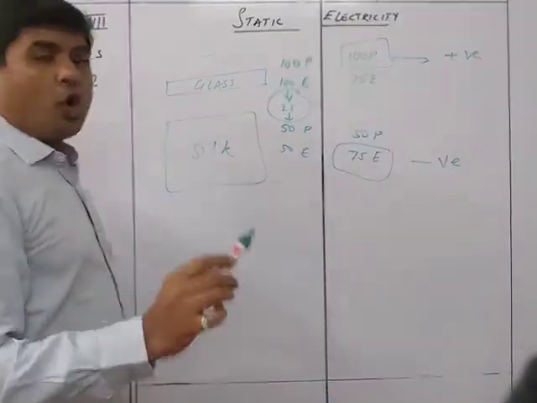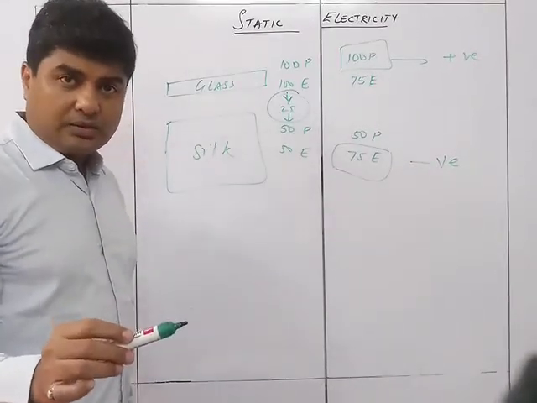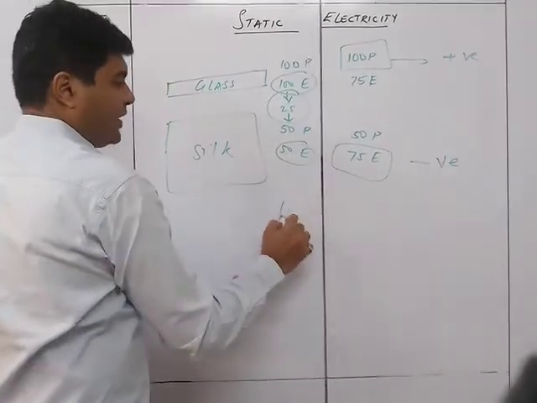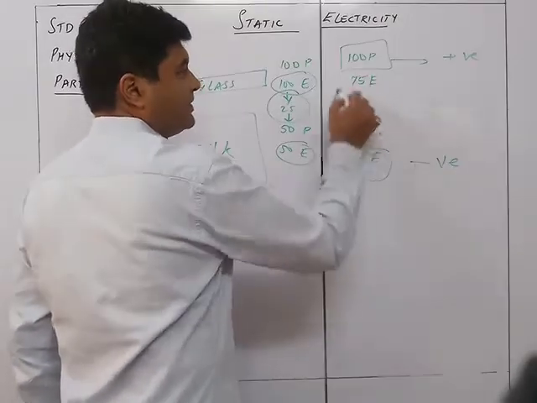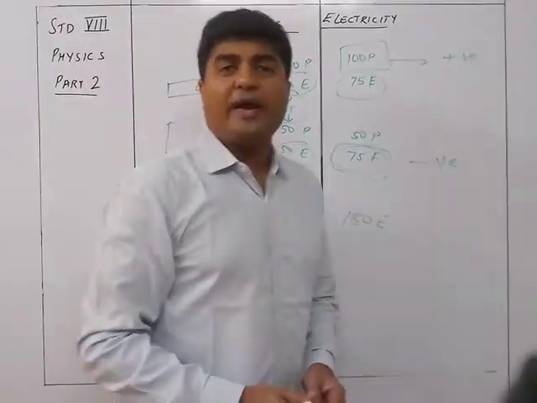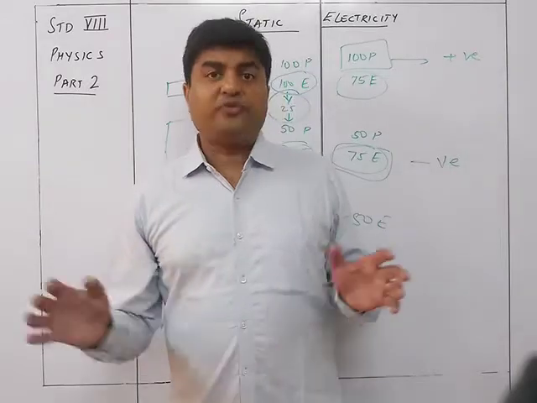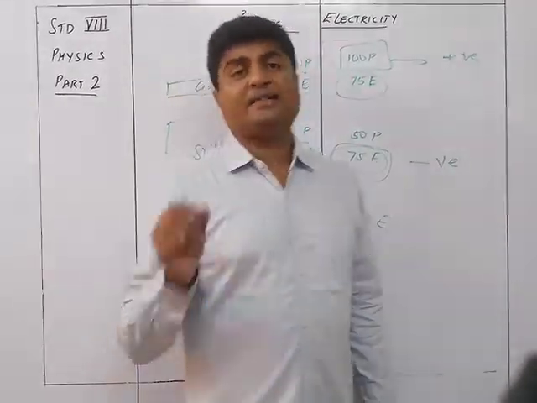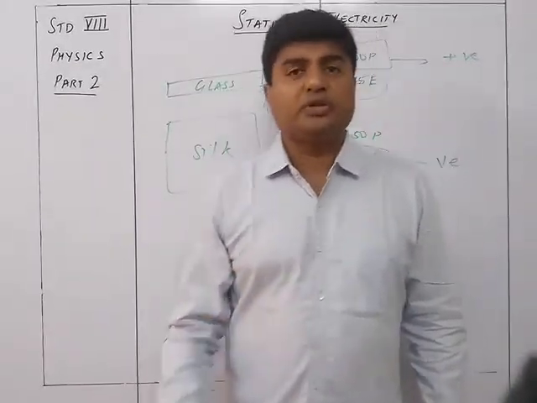But if you see the total number of electrons before and after, what is it? Before it was 100 plus 50, so 150 electrons, and after also, electrons are 75 plus 75 equals 150 electrons. So the number of electrons before and after this process of charging remains the same. This is called conservation of charge. The charge which is produced is going to be conserved.